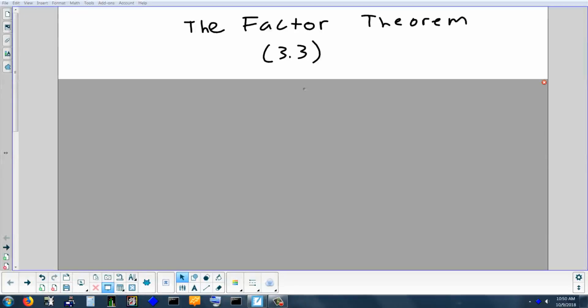Okay, so this week we're going to start off looking at section 3.3, which is on a couple different things. It's on the factor theorem. There's a remainder theorem, which is a nice way to, if you just want to know when you divide something, what the remainder is going to be. There's a quick way to find that without actually doing out all the division. You can just jump right to the remainder.